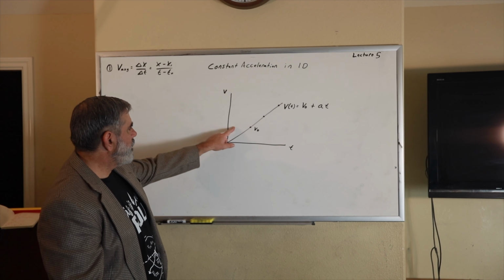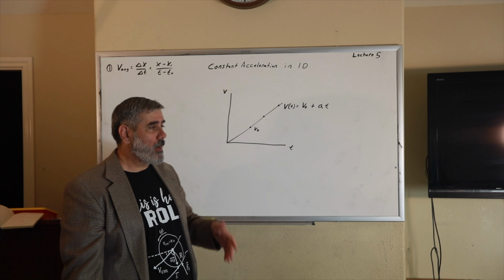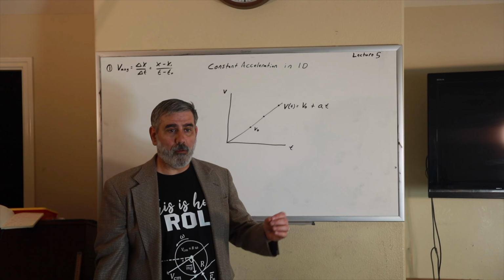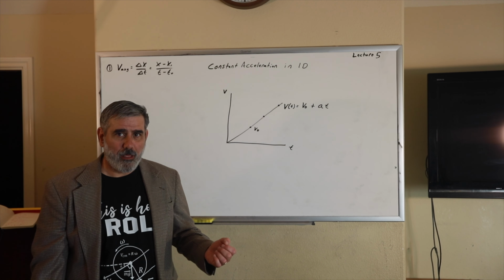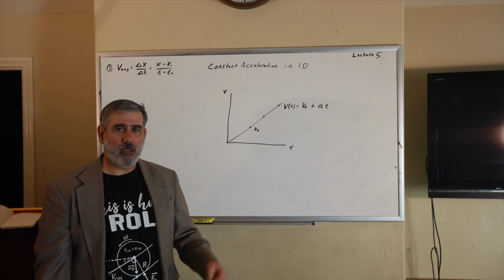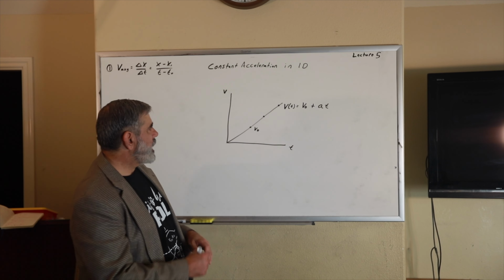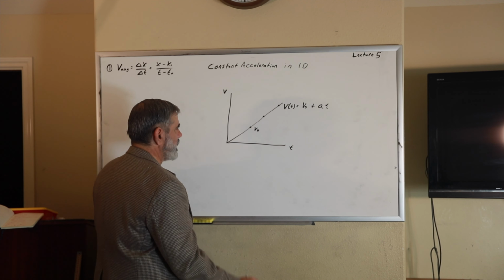So if we have a constant acceleration, then our velocity will be linear, right? If we start out at 0, and we have an acceleration of, say, 1 meter per second squared, then after 1 second, we're going 1 meter per second. After 2 seconds, we're going 2 meters per second. After 10 seconds, we're going 10 meters per second. That's what it means.